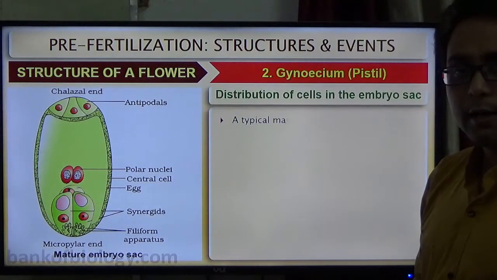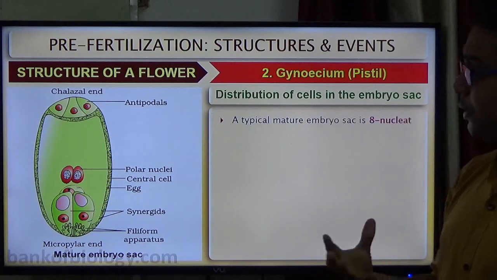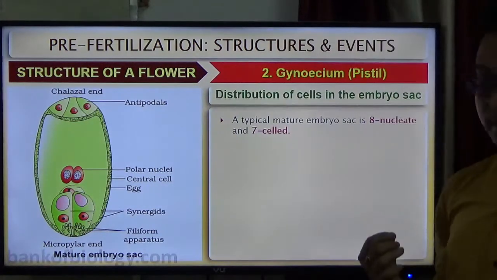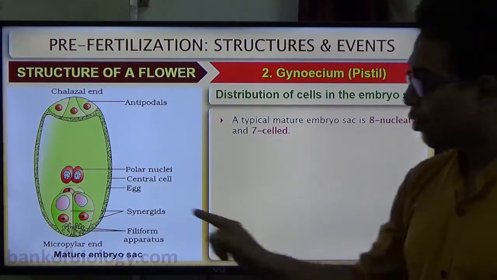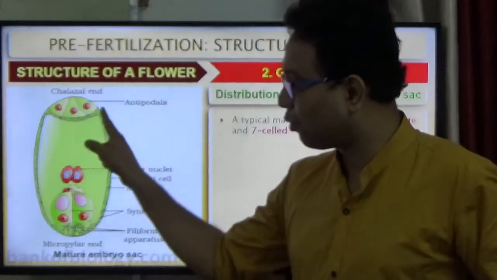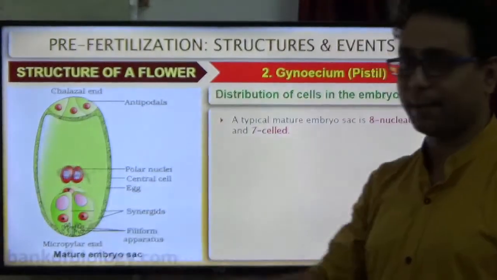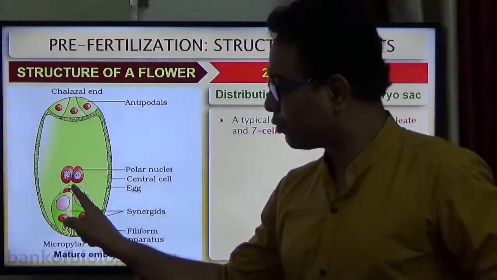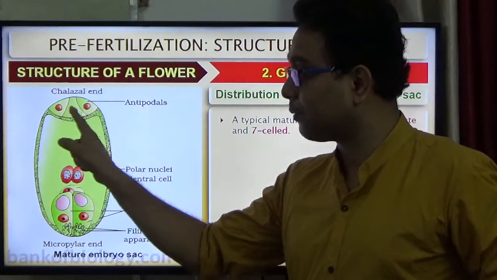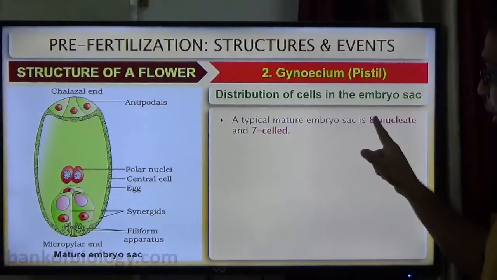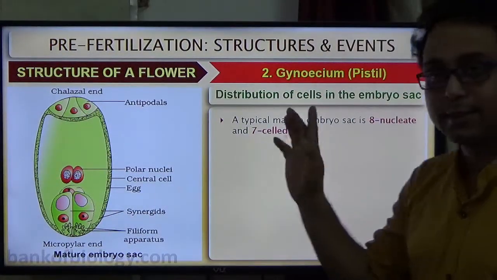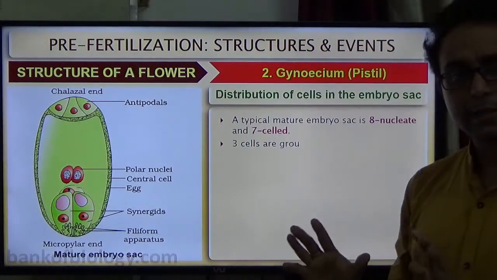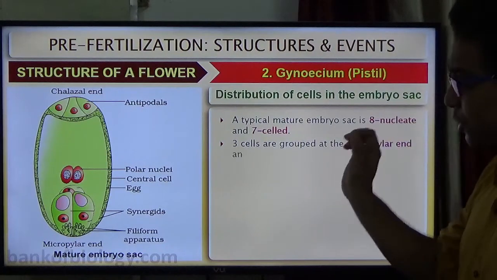But in the micropylar end, the 3 cells are there. This is called the egg apparatus. What does it mean? So this is an embryo sac, and in the embryo sac, how many cells are there? 1, 2, 3, 4, 5, 6 and 7. But how many nuclei are there? 1, 2, 3, 4, 5, 6, 7, 8. So this structure is called 8 nucleated 7 celled structure. Very important question. Clear, do you understand? Please concentrate on that.